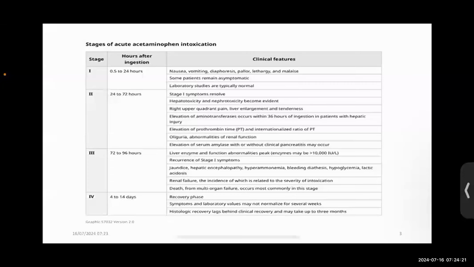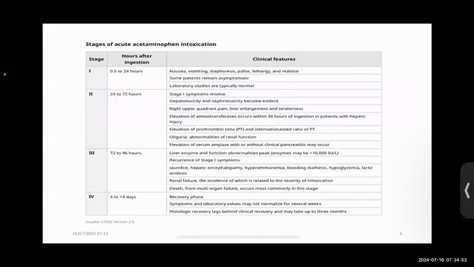Although there have been other names associated with some of them, it's quite important that we note them. In stage 1, the hours after ingestion are around 0.5 to 24 hours. That's the first stage, or some people call it the preclinical stage, where this patient typically might just be asymptomatic or might have nausea, vomiting, diaphoresis. They could have pallor, lethargy, and malaise. When we do laboratory studies at this time, we find out that they're typically normal.